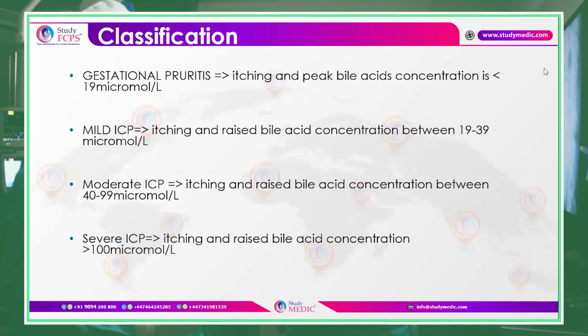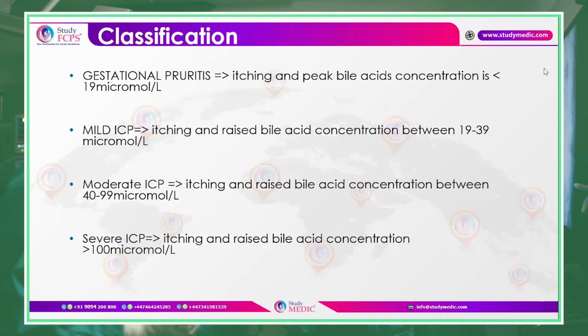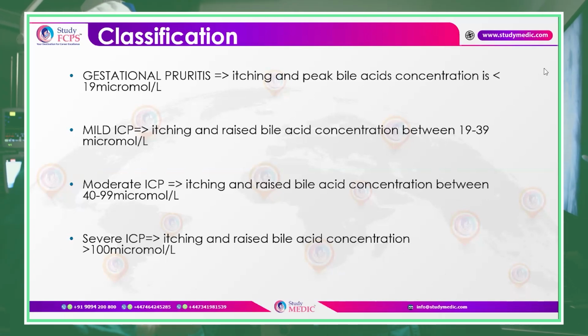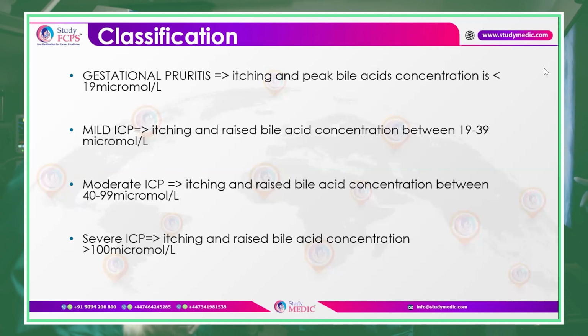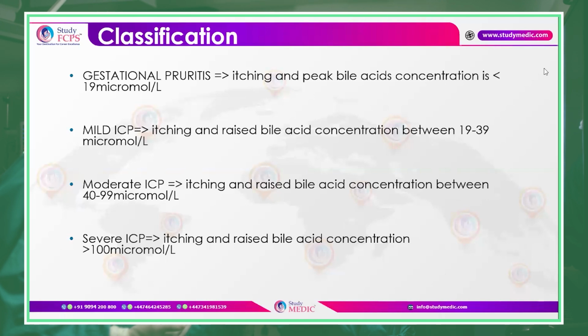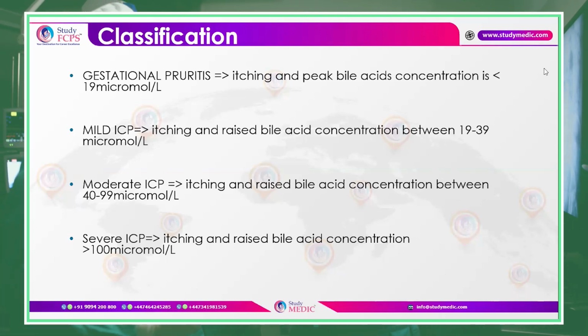Okay, I will repeat it again. If the normal upper limit of bile acid concentration during pregnancy is 18 micromole per liter, and it is 19, it is termed gestational pruritus. If this concentration ranges between 19 to 39, it will be called mild intrahepatic cholestasis in pregnancy. If it is between 40 to 99 micromole per liter, the patient is diagnosed as a case of moderate intrahepatic cholestasis of pregnancy. And last but not least, if the patient has a serum bile acid concentration of more than 100 micromole per liter, it is regarded as severe intrahepatic cholestasis in pregnancy.